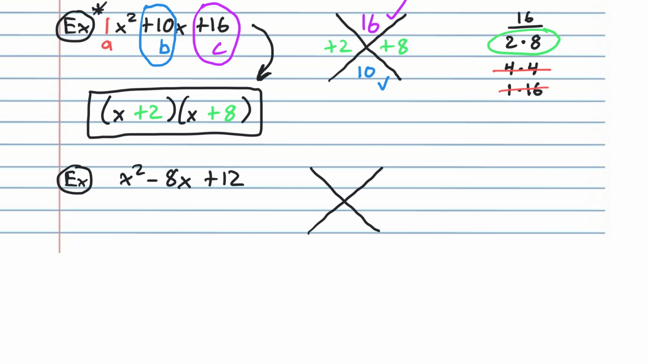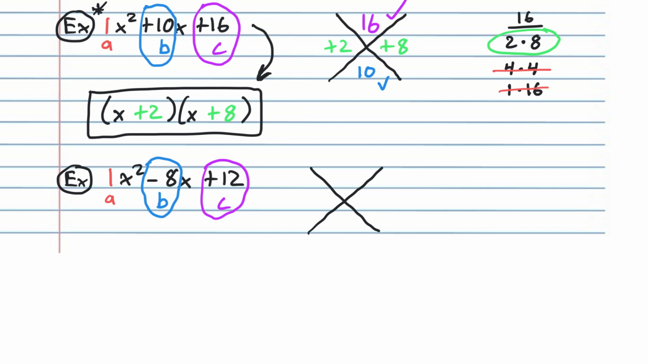Okay. So again, we need to label our A, B, and C values. Again, our A is that invisible one, so something we don't need to worry about right now. Our B, this time, is the negative 8. And our C is a positive 12. So a little bit more challenging than the last one.